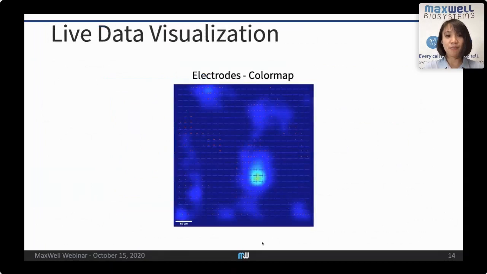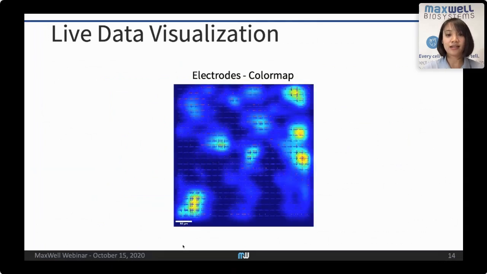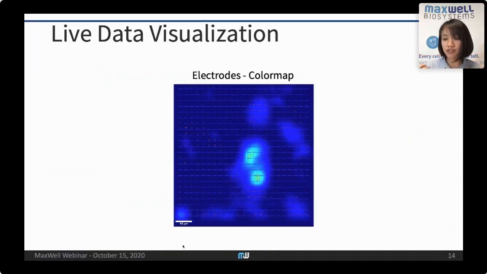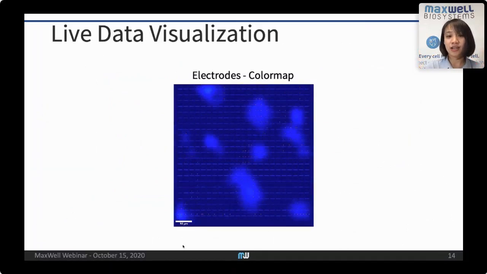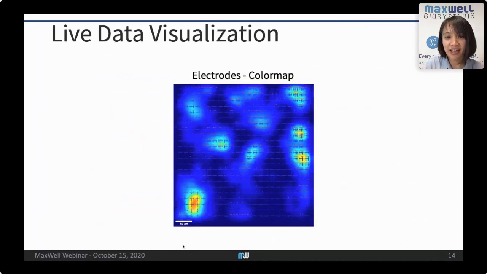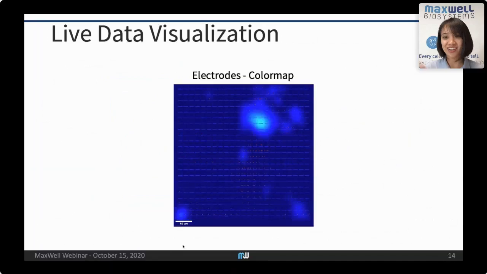So this is an example of a live data visualization from one part of the array. And you can see that you can find out where the individual cells are. Whenever you see them shining, that means they are active. And you can also see whenever there's a burst, like now, when all of the cells are active at the same time.